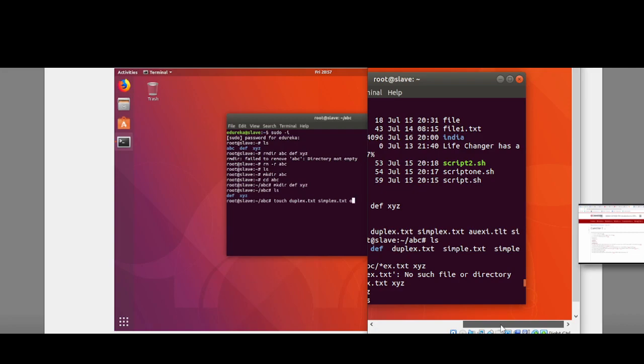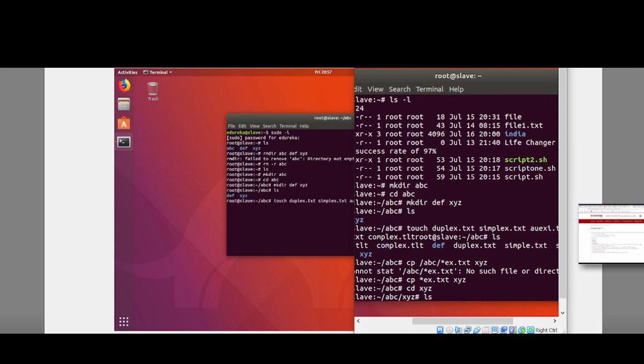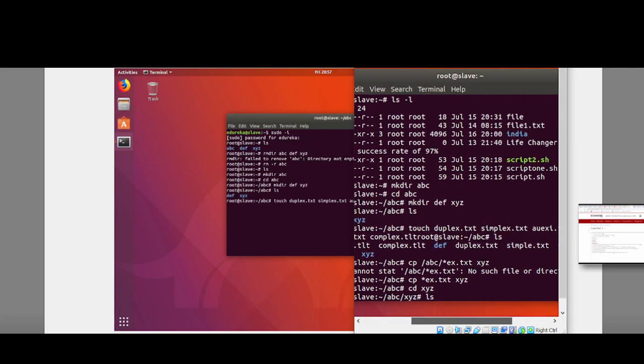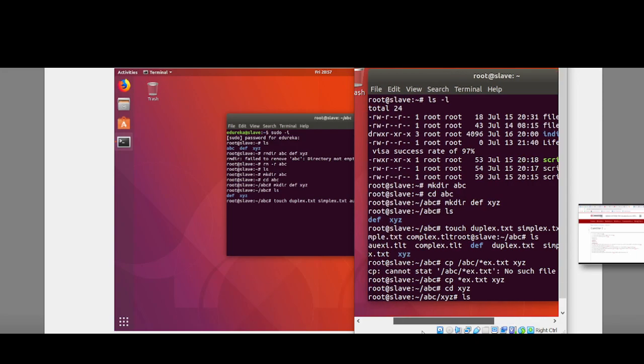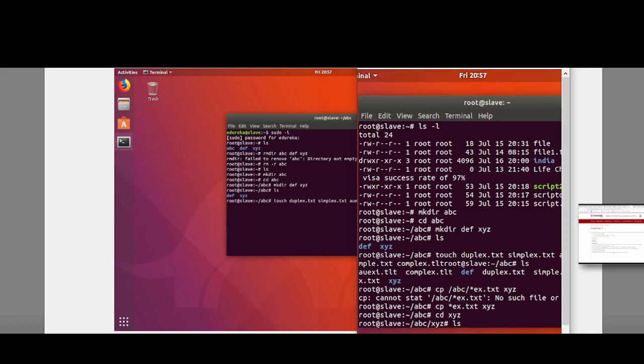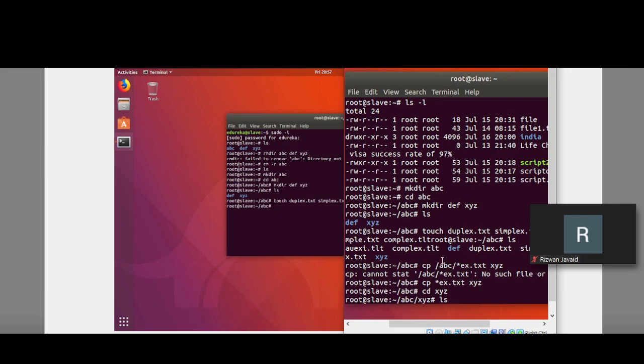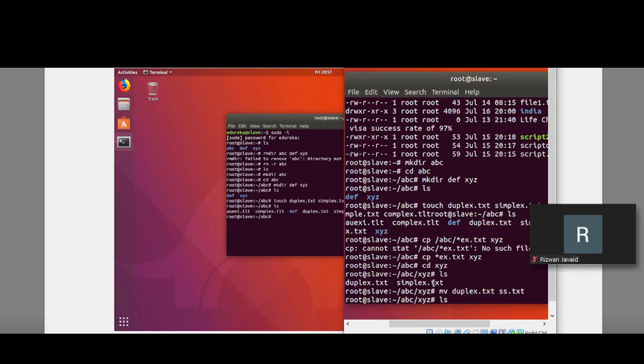Then simple.txt. The one that is oxc is .tlt, after that simple.txt, then complex.tlt. Press enter. Run ls. Now what to do? cp. Paul, what are the updates?